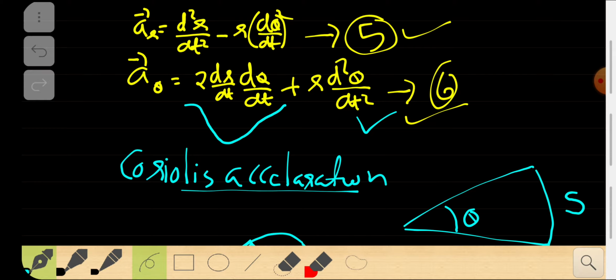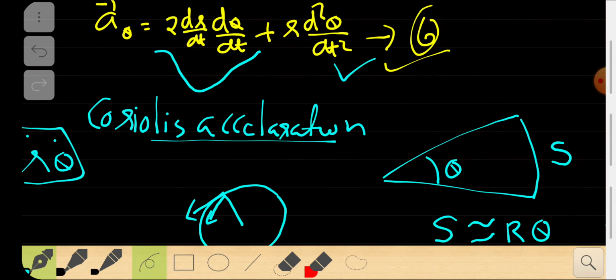It is proportional to d theta by dt and dr by dt. If r is also changing, it is interdependent on the change in r and the change in theta. So it's a cross-correlation term, with r dot and theta dot in there, right? So that's Coriolis acceleration. Remember that this is the Coriolis acceleration.